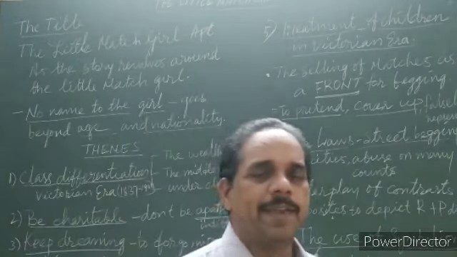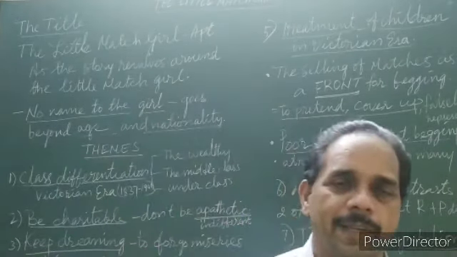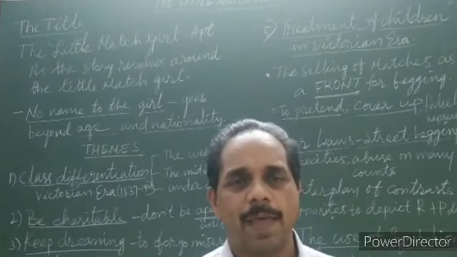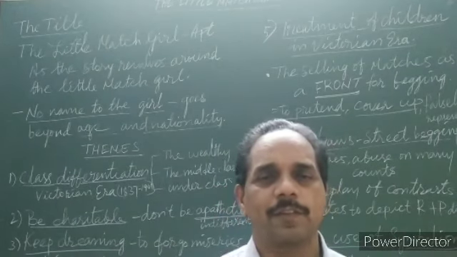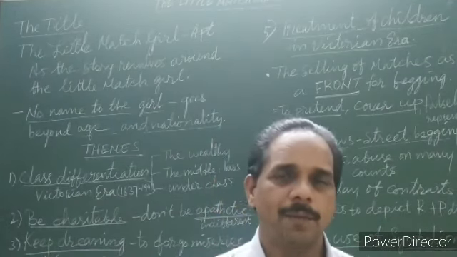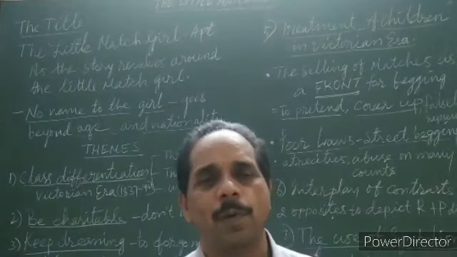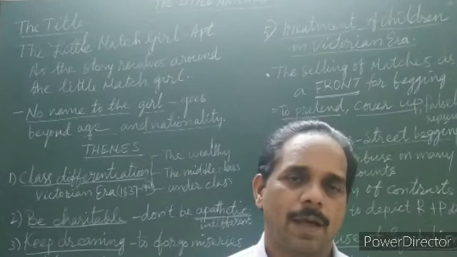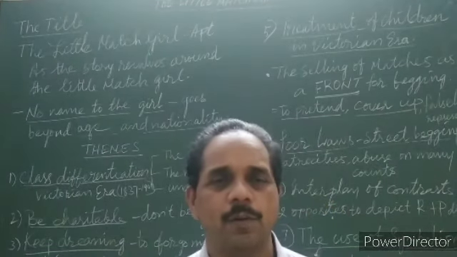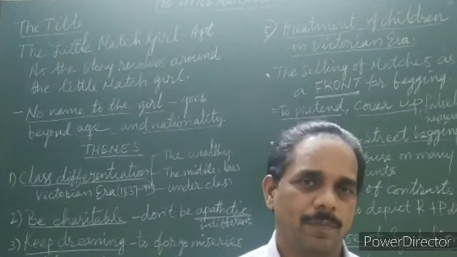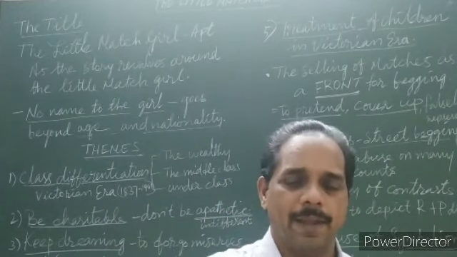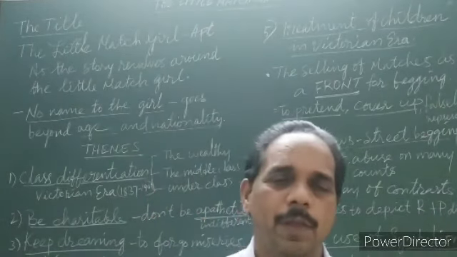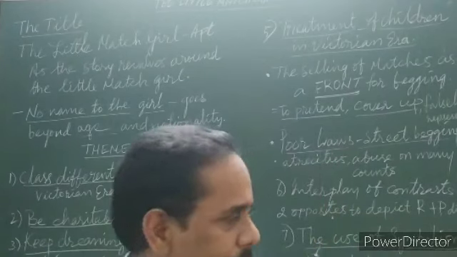Another theme is be charitable. Be good to others. Show kindness and empathy towards people who are suffering. So in the little match girl we will see that the people were very indifferent to her. Apathetic attitude. Apathetic attitude means showing indifference. We don't care. Whatever happens to somebody else, we don't care. That shouldn't be our attitude. We should be charitable to others.